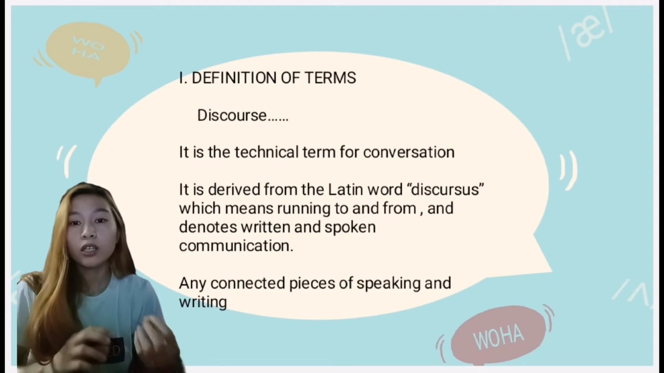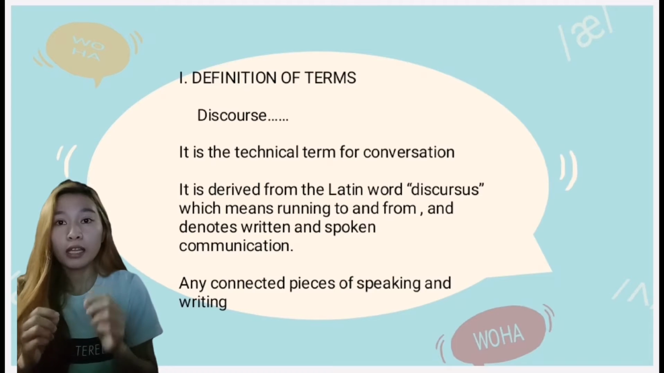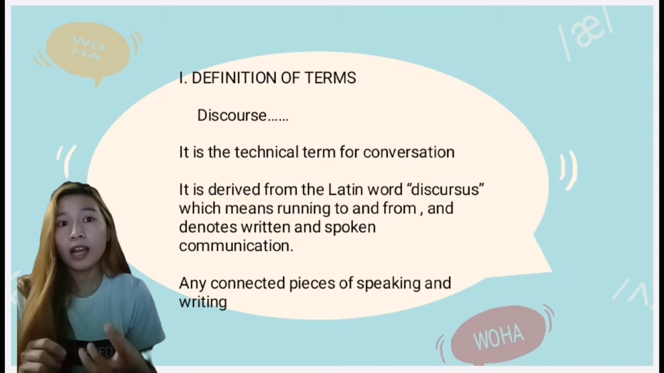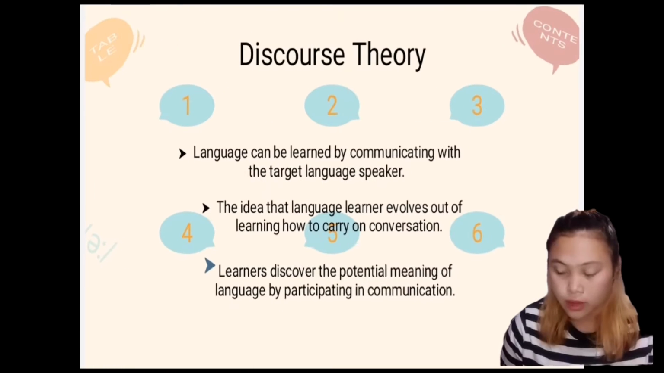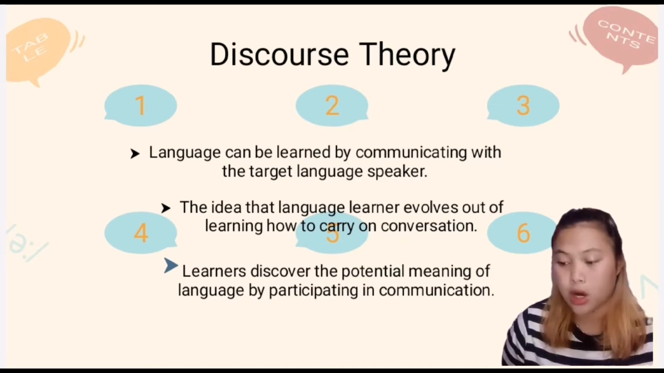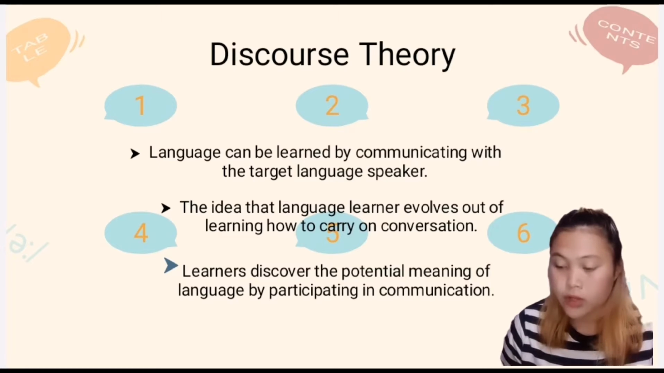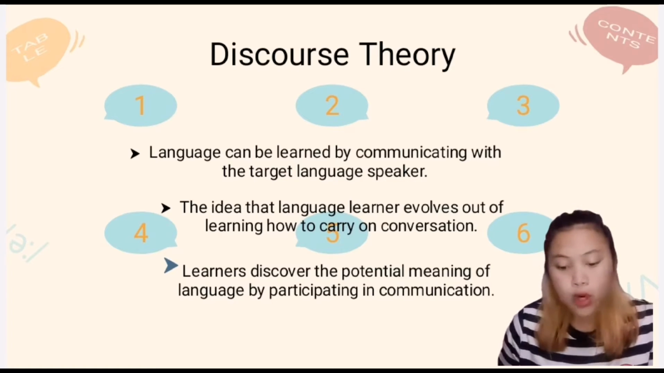While in general, discourse theory is concerned with human expression, often in the form of language. It highlights how such expression is linked to human knowledge. Discourse theory is a language that can be learned by communicating with a target language speaker. The idea is that language learning evolves out of learning how to carry on conversation, and learners discover the potential meaning of language by participating in communication. So we have 4 types of discourse. We have description, narration, exposition, and argumentation.